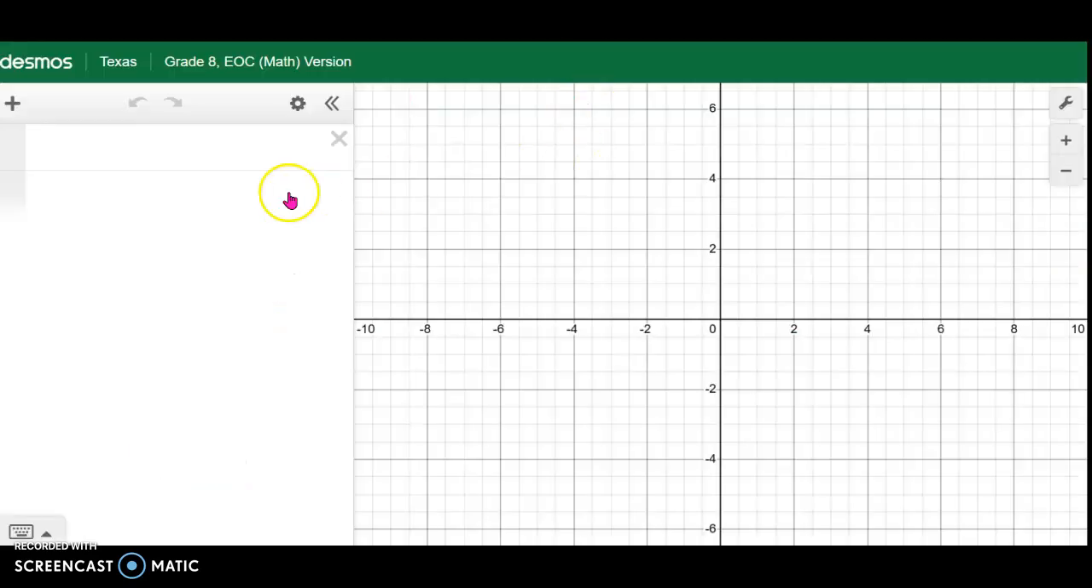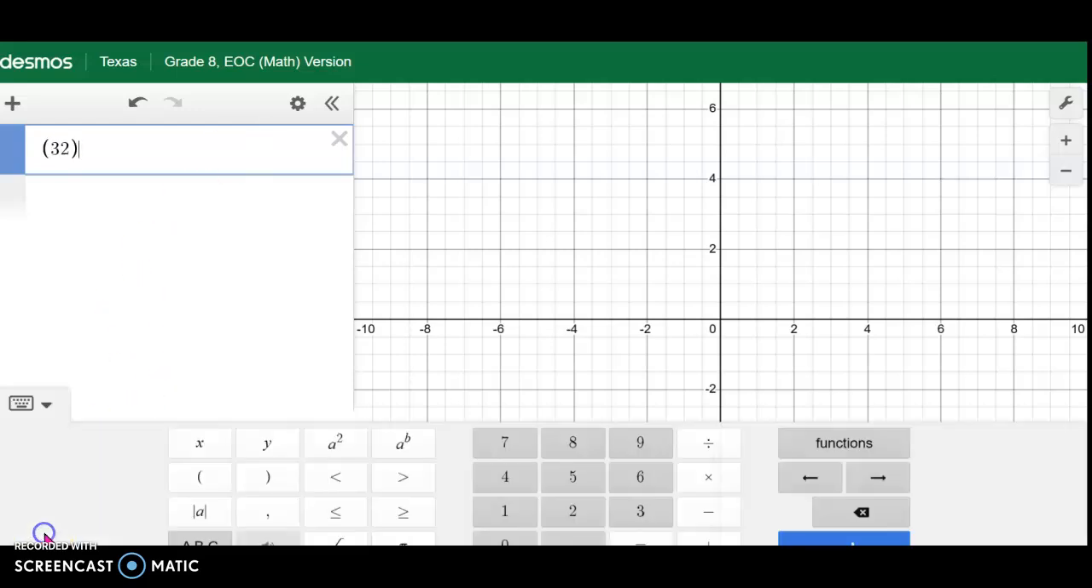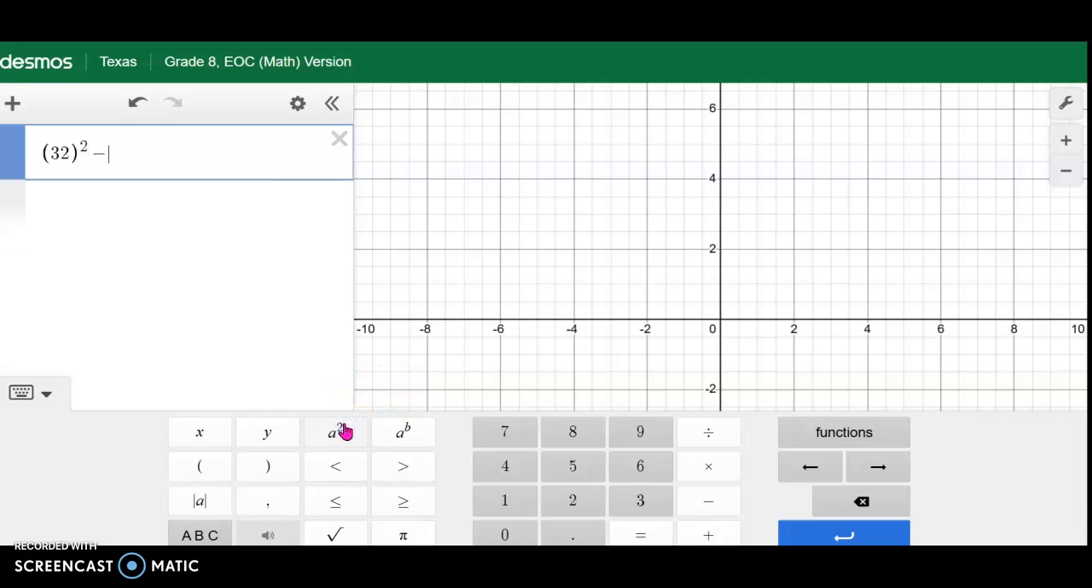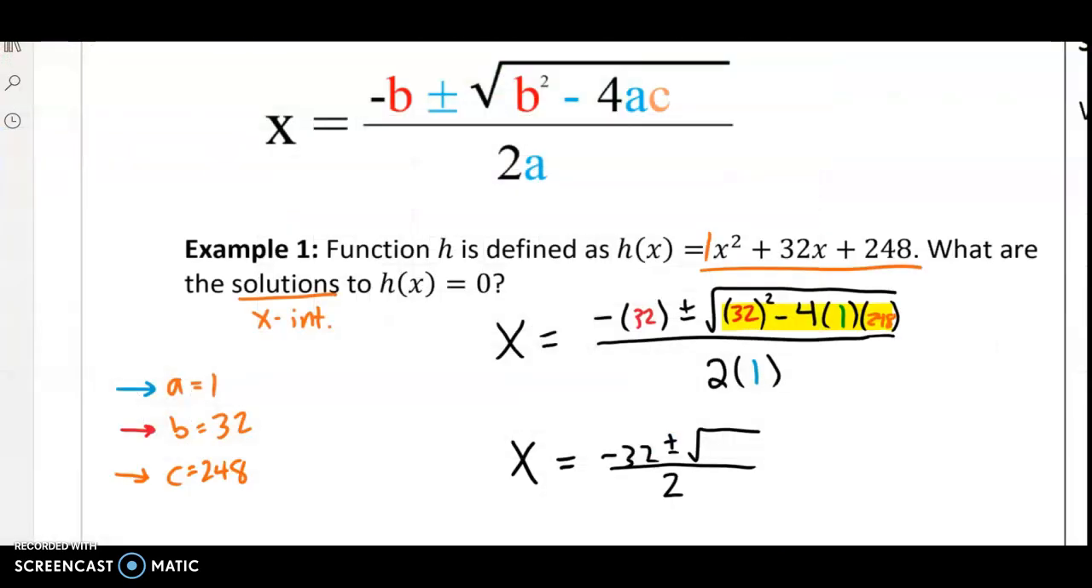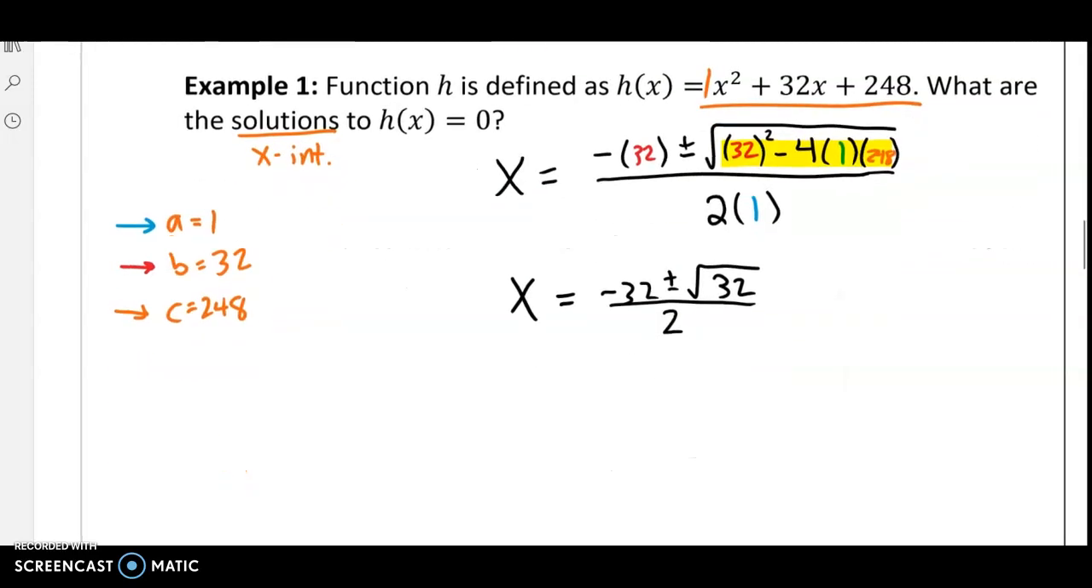So in our Desmos calculator, or you could do it in a regular calculator that works as well, type in everything that you see underneath the square root. Parentheses, our B value is 32. And then make sure the squared is on the outside, guys. Here's the squared button. Minus 4 parentheses, the A value was 1, and then the C value was 248. Notice I did not put the square root. I only typed what was beneath the square root, and I got that it was 32. So now I'm going to replace all of that was in the radical with 32. It's looking good, but our answer is not quite complete.